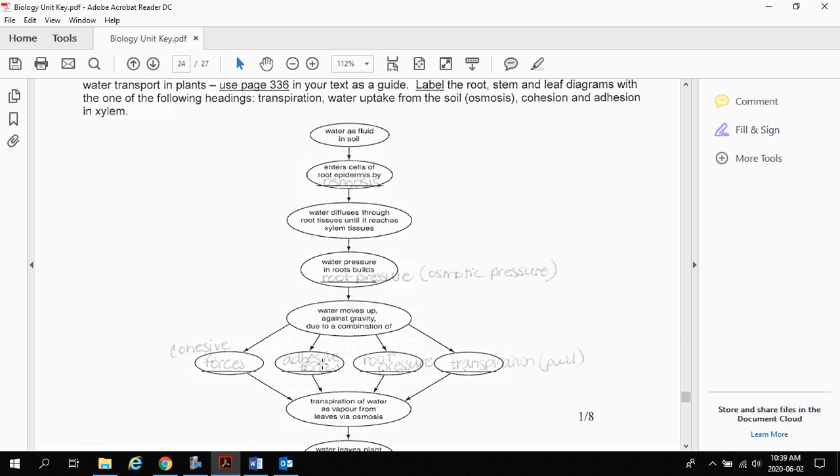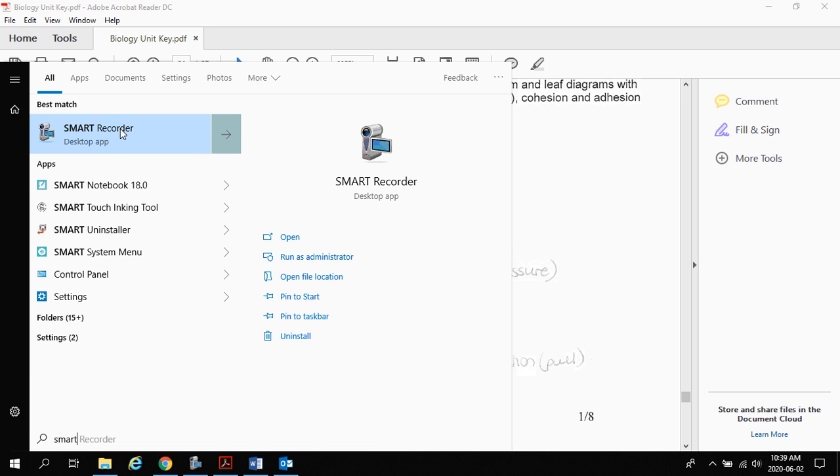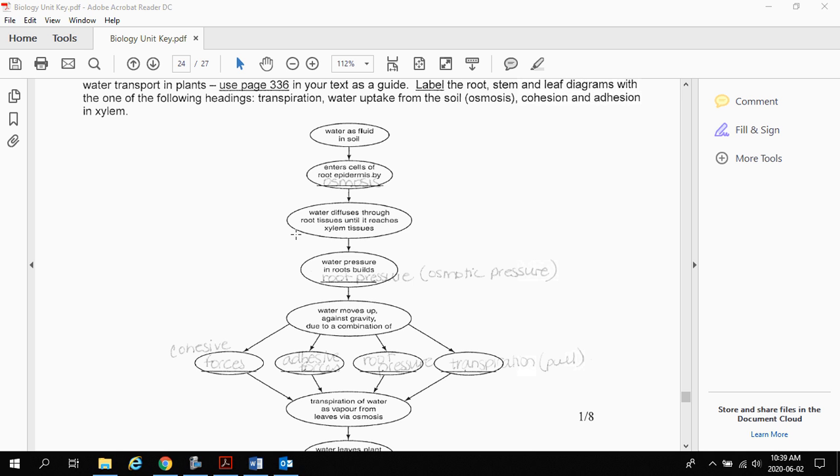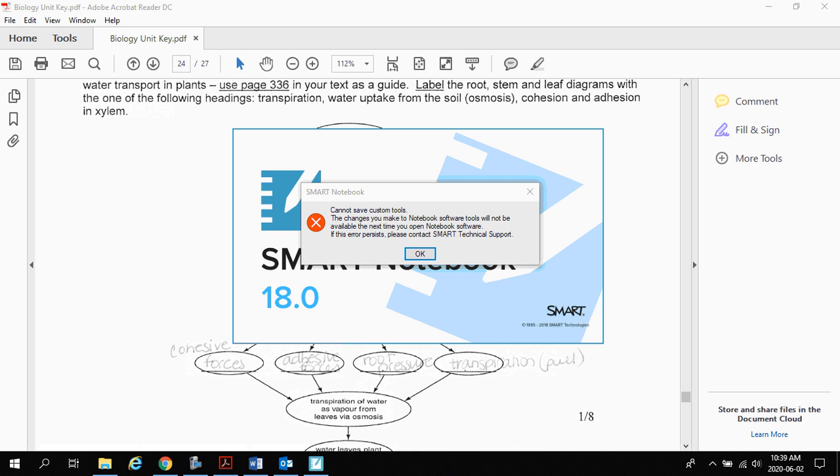And if you look at the level of the water, it's, sorry, I don't have a smart notebook file open to draw this. And this will probably take forever to open. But the water will actually stick to those outer surfaces of the xylem tissue.